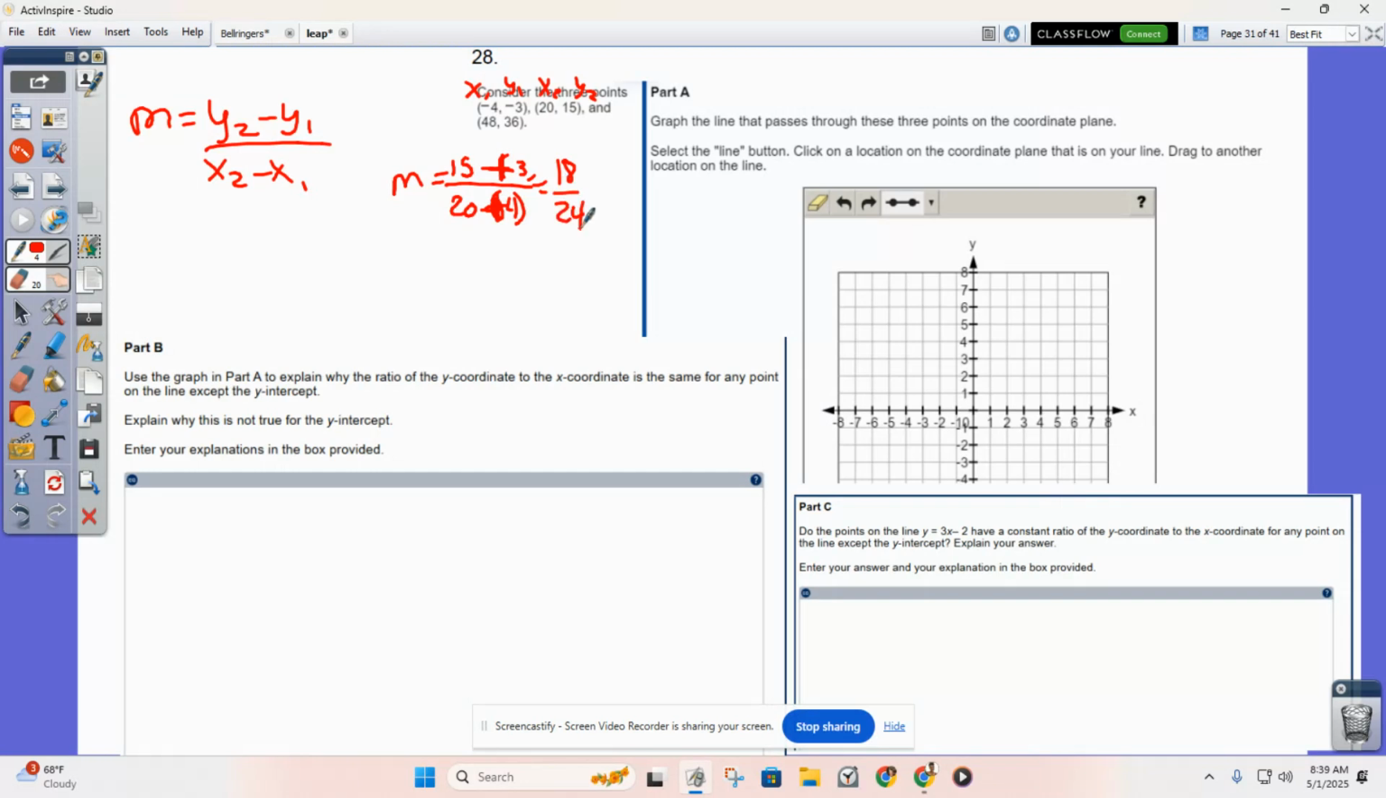Again, I can't rise and run 18 and 24 just because it doesn't fit on this grid. I need to simplify this fraction by dividing both parts by 6. So I get that my slope is actually 3/4. So I would rise 3, run 4. I'm going to go back to our test tab and go ahead and graph that line now.